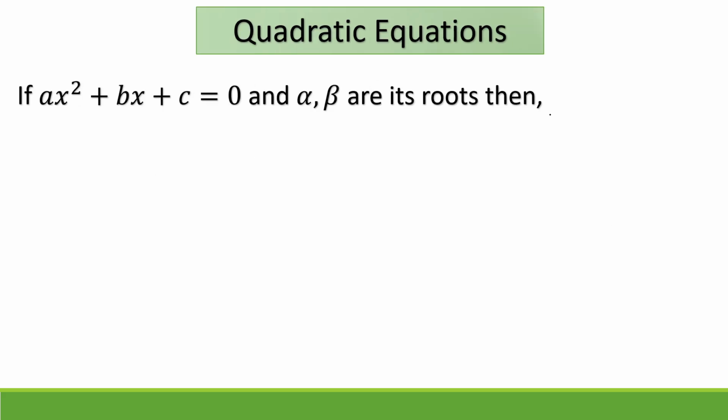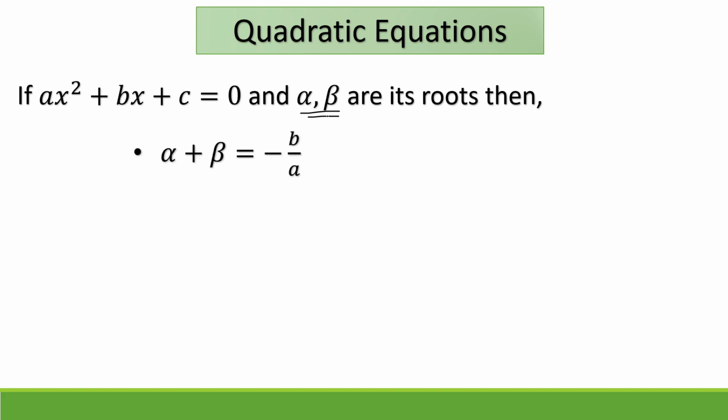So now let's go to quadratic equations. The first property is, if ax square plus bx plus c equals 0, which is the general form of a quadratic equation, and alpha and beta are its roots, then we can derive the following properties, which are very important for solving problems.